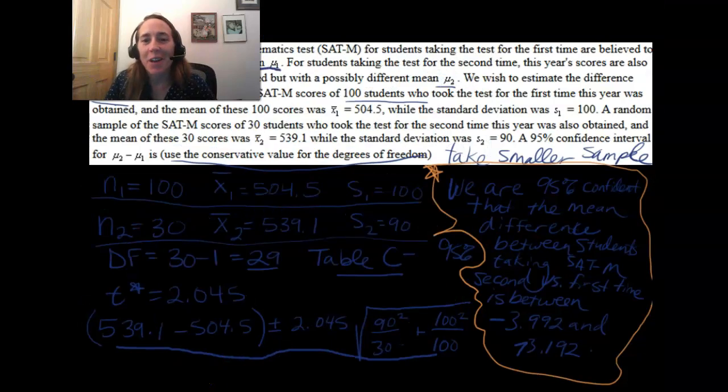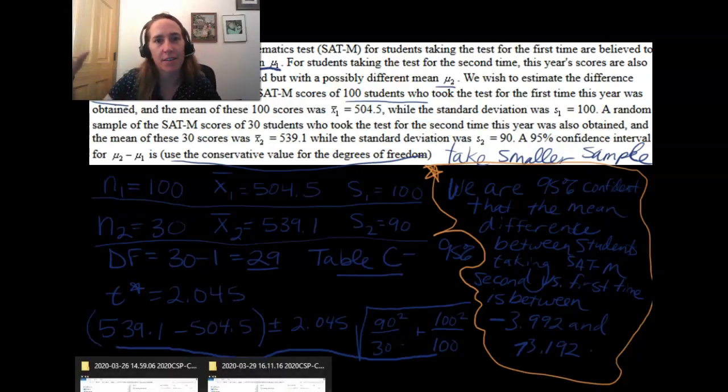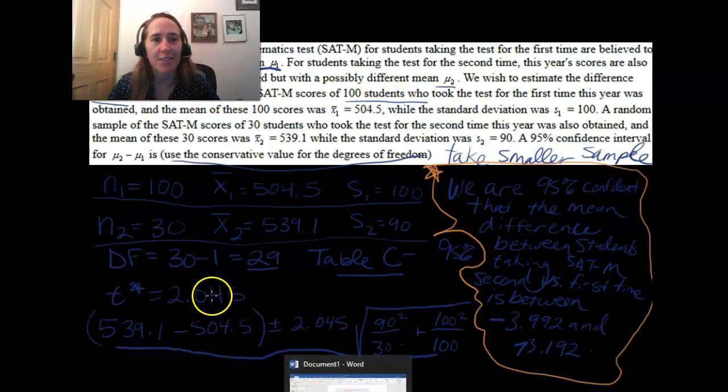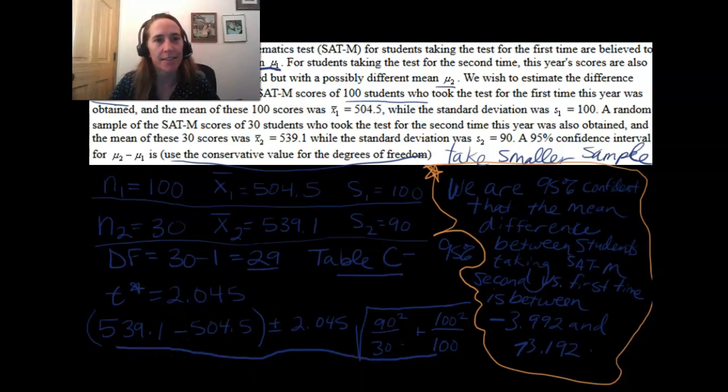So we are 95% confident that the mean difference between students taking the SAT-M the second versus the first time is between negative 3.992 and 73.192. So on the lower end of the difference, that just means that the other mean was greater than the first mean that we had considered to be our bigger one in general. So that's the difference. We have this range. All right, so let's move on to hypothesis testing.